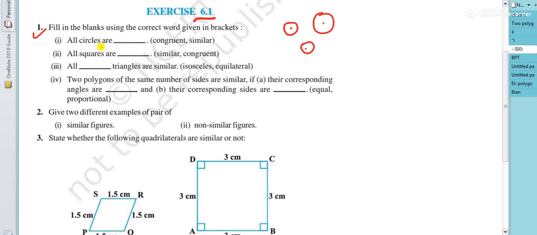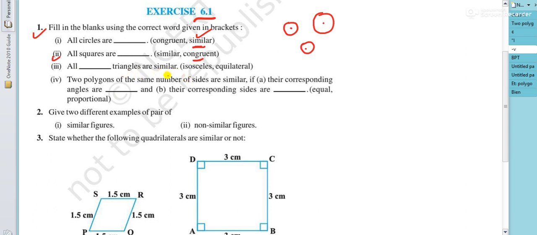So we can say all the circles are similar. They are not congruent. Congruent means same, so we cannot say they are of the same size and shape every time. They can be of the same shape but not of the same size. Such figures are called similar. So all these circles are similar. Now coming to the second, all these squares are also similar. Now, all dash triangles are similar.